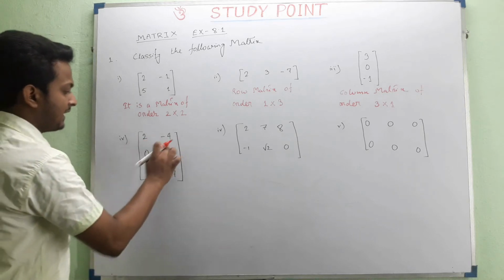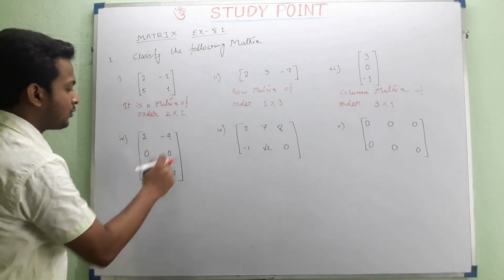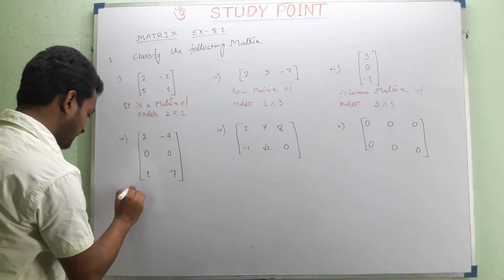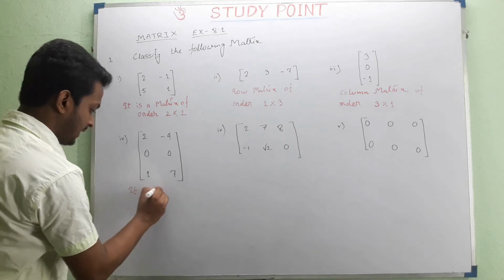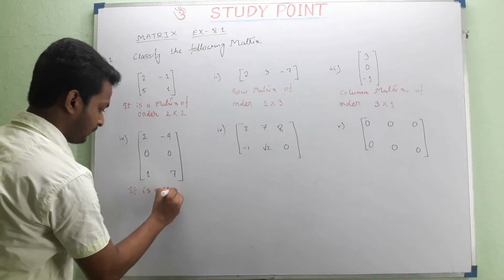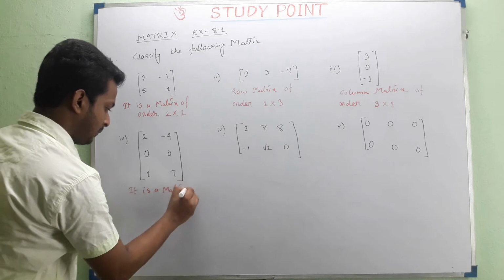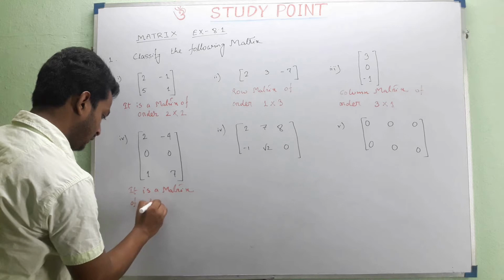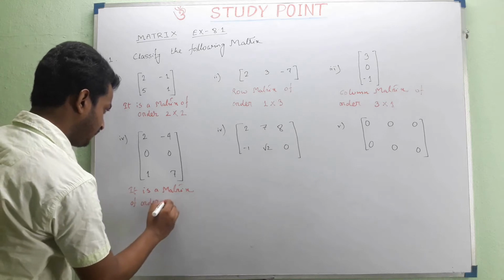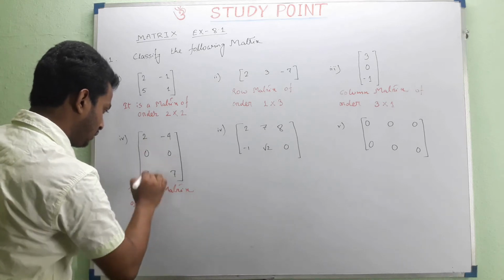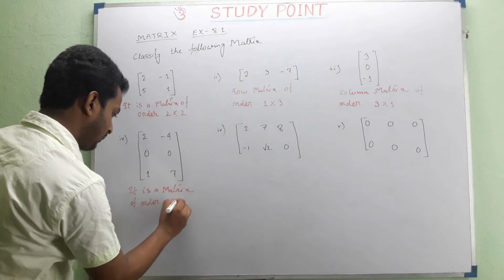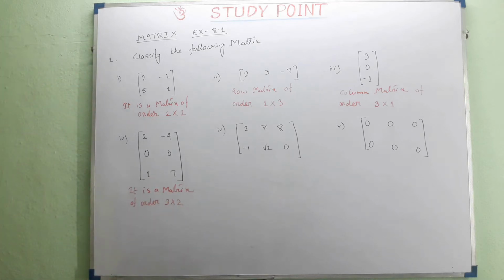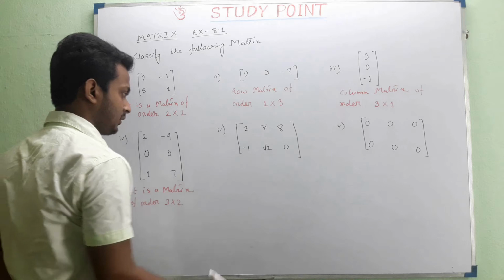1.4. See, here there are 3 rows and 2 columns. So it is a matrix of order 1, 2, 3, that is 3 rows and 2 columns, of order 3 by 2. Now let's move to the next part.